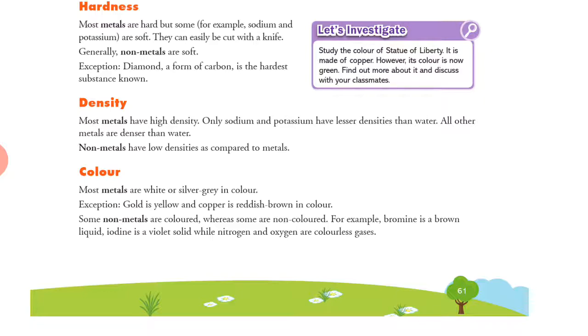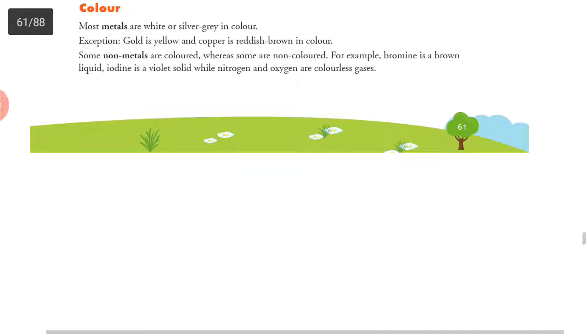For example, bromine is brown. Liquid iodine is a violet solid, while nitrogen and oxygen are colorless gases. Okay, let's move further. Let's compare some other characteristics also.